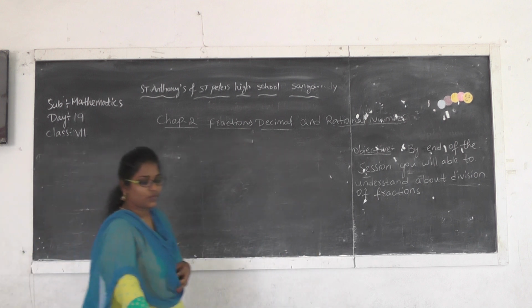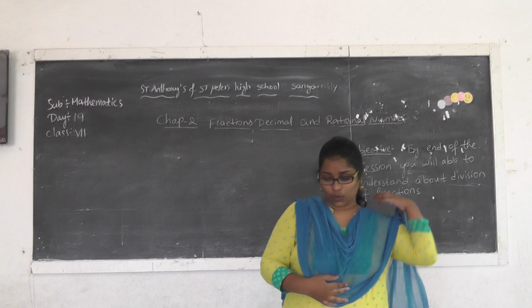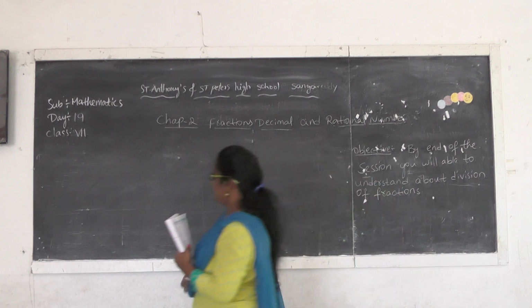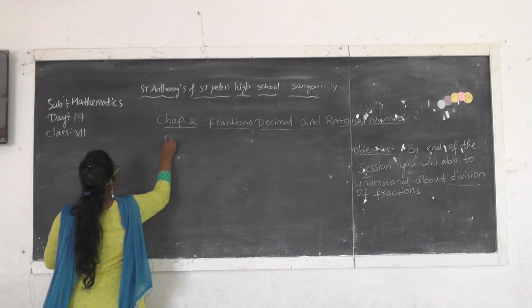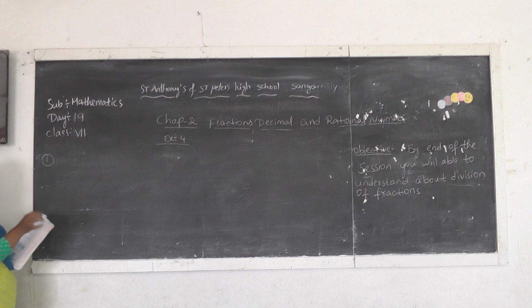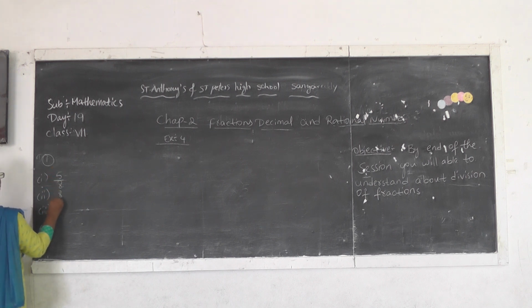So here exercise 4 is a very small exercise. Here there are only 4 solutions. So let's see. Exercise 4. The first bit is very simple. There are totally only 4 questions in the first bit. That is nothing but we have to write it as reciprocal.